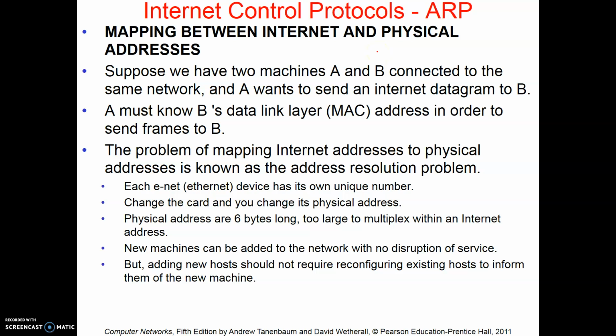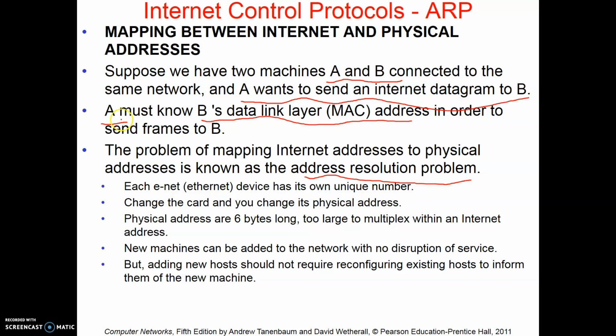Before getting to know more about ARP, let's see what is meant by Address Resolution Protocol. Suppose we have two machines, A and B, which are connected to the same network. What if A wants to send an IP packet to B? In such a case, A must know not only the IP address, but also B's data link address. So what is meant by the data link layer MAC address? It's nothing but the Ethernet address of B.